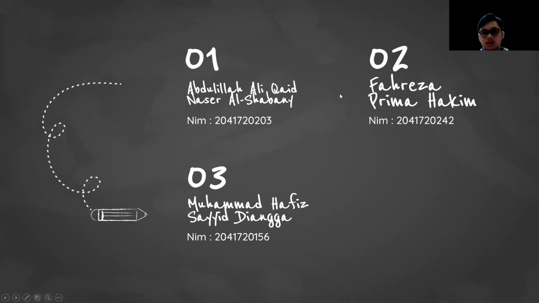Let me introduce our group members. The first, Abdullah Ali Qaid Nasir Al Shabani, with student number 2041720203, and then Muhammad Hafiz Syed Dianga, with student number 2041720156, and me, Farisa Prima Hakim, with student number 2041720242.